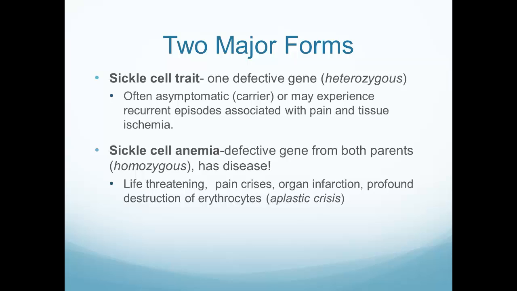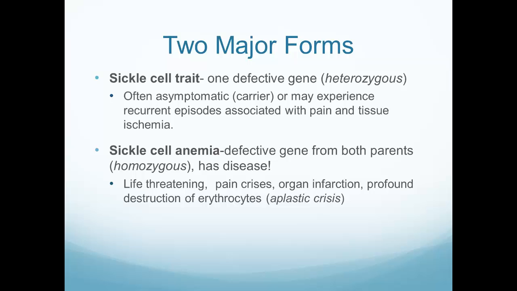Two major forms. There's sickle cell trait, and there's sickle cell anemia. Sickle cell trait means the patient has one defective gene, so they're just a carrier. So they're carrying the trait that they could pass on to somebody else. If somebody has both defective genes, then they're going to have sickle cell disease. So we're defining it as being the trait, just a carrier basically, or having the disease itself. Now the disease, sickle cell disease, can cause the patient to develop a sickle cell crisis.